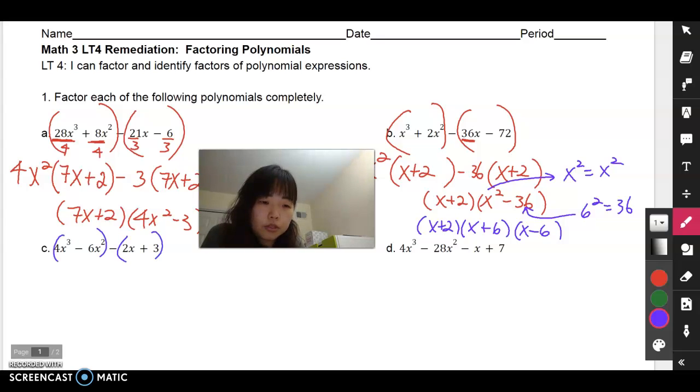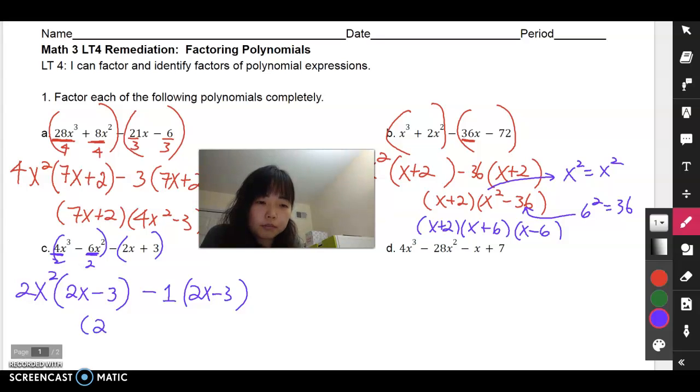2, 2. So I'm putting x squared. Is there a number you can divide the 4 and the 6 by? 2. So I'm going to take 2. 4 divided by 2 is 2x. 6 divided by 2 is 3. So 2x plus 3. 2x minus 3, right? It has to match. So you know you only took out the negative 1. So it's going to be 2x minus 3, 2x squared minus 1.